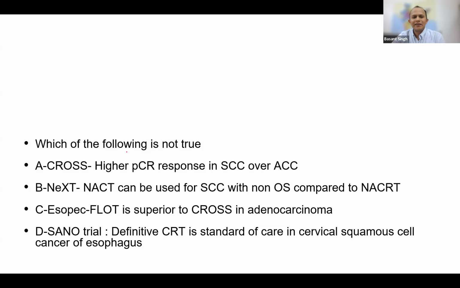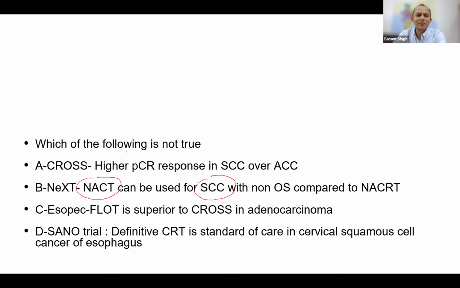The answer here is D. We just put each option. Cross, we know that it is better for squamous cell cancer. Next is also a trial, and a very interesting study, I think, from China. What they have shown is that in squamous cell cancer, we know that standard of care is chemoradiotherapy, but they have used chemotherapy. So chemotherapy can be used in squamous cell cancer with non-inferior OS compared to NACRT.